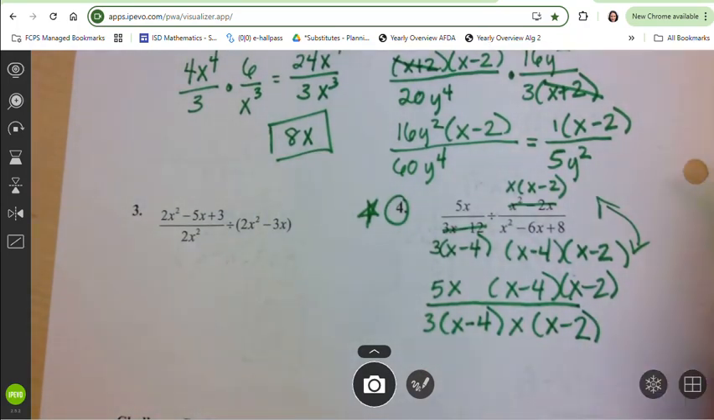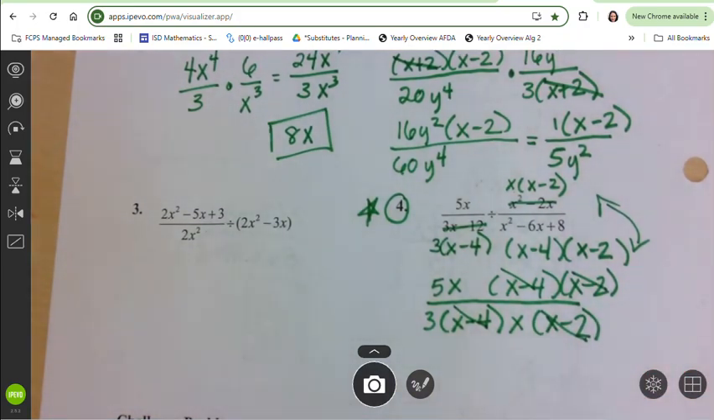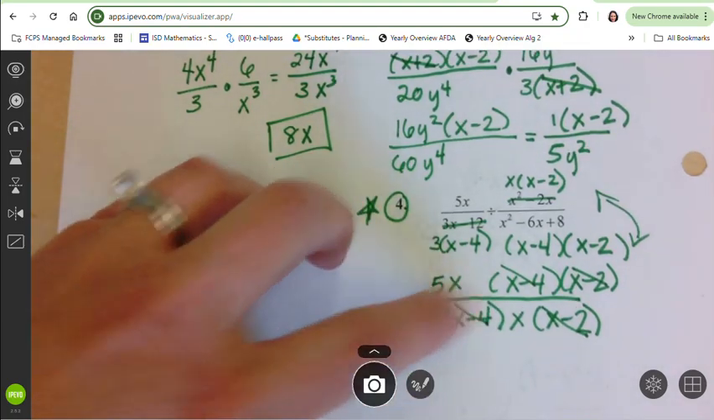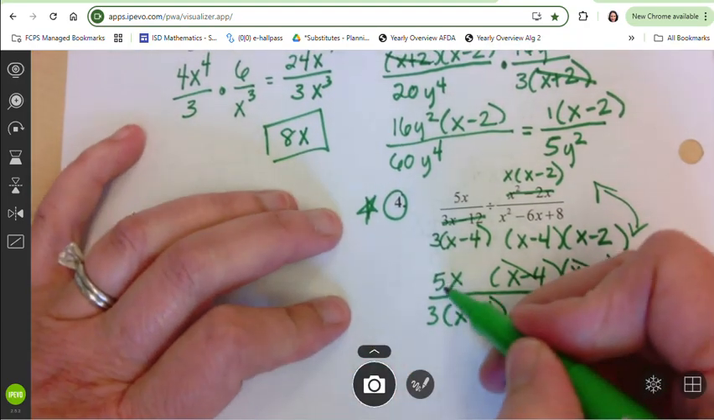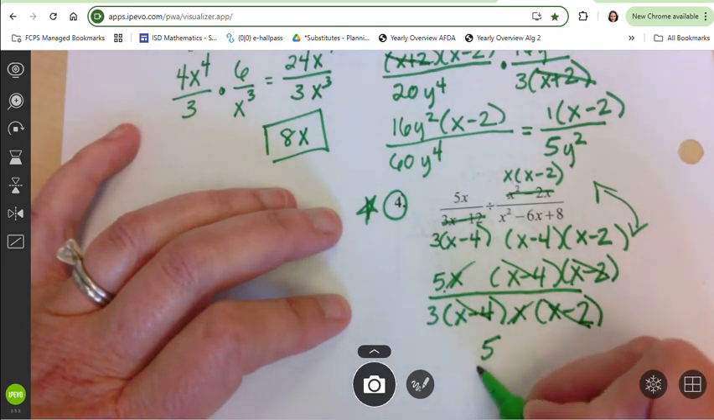All right, so now we're in good shape because our x minus 4s are going to cancel, our x minus 2s are going to cancel, and we can cancel these x's here because this is 5 times x and this is 3 times x. And so because that's multiplication, these can cancel, and we can get just 5/3 as our answer.